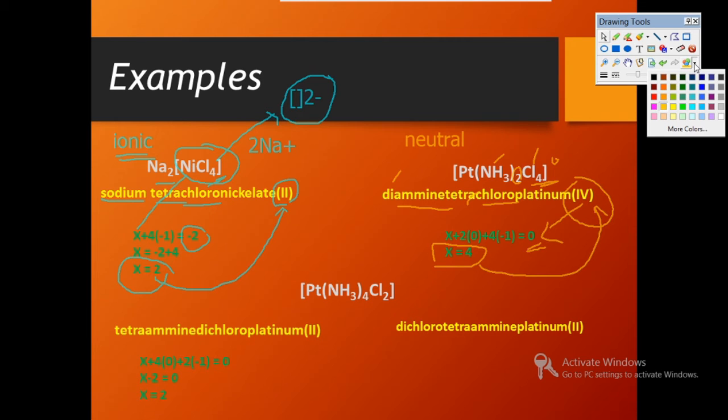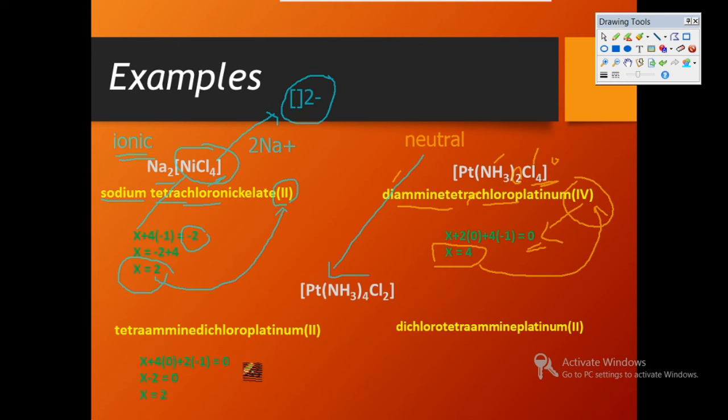Now we move on to our final example, Pt(NH3)4Cl2, and this is also a neutral complex because there are no ions present before and after the coordination part. Now let me ask you a question. Which answer is right? Whether this is tetraammine dichloroplatinum(II) or dichlorotetraammine platinum(II).